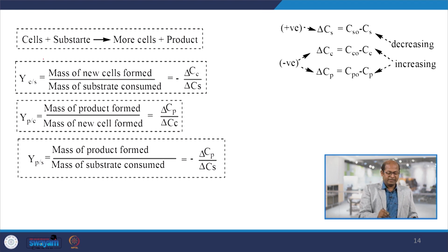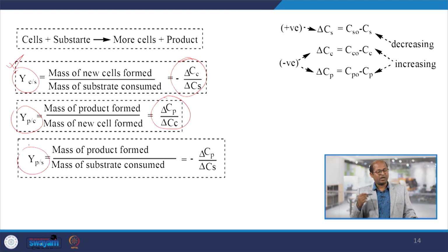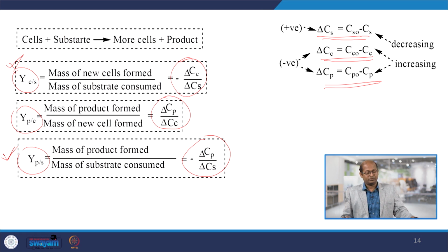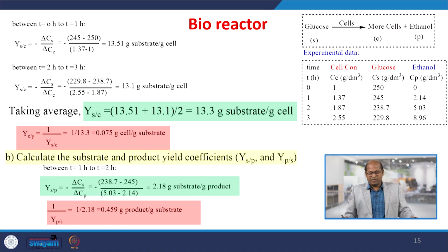The yield definitions we have also discussed for cell reactions. Ycs equals minus delta Cc by delta Cs, and Ypc is the mass of product formed per mass of new cells formed, and Yps is the mass of product formed per unit substrate consumed. That is how we can write it. This is the definition of the yield for the individual components and what they indicate. In the next step, we have to find these components, which is very simple. In the experimental data you can see it.